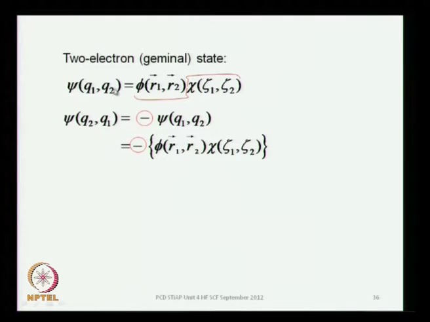Now, if you interchange q1 and q2, so in place of q1 you have q2 and in place of q2 you have q1, this is the original wave function subjected to one interchange. The wave function must change its sign, because these are electron wave functions. This is the fermion system.